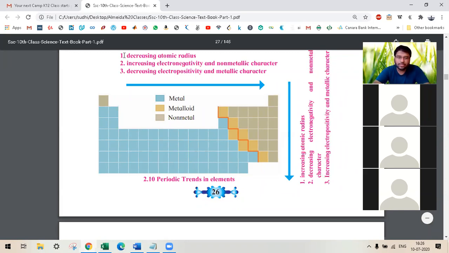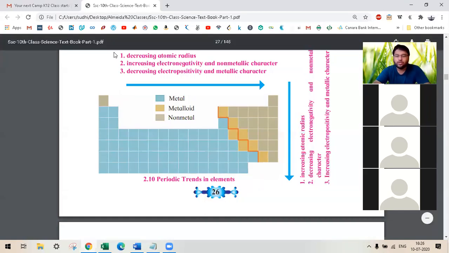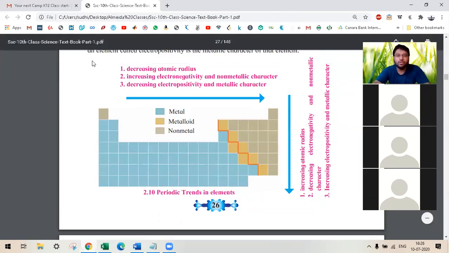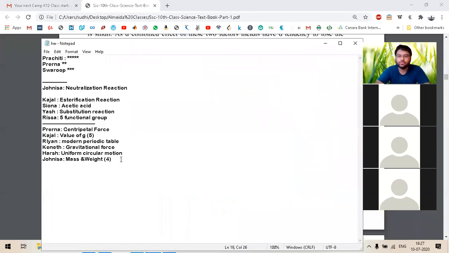So these 6 points, right? 1, 2, and 1, 2. Total 6. How you have to write it? You have to write it like this. From left to right, these 3 trends. Then from top to bottom, these 3 trends, okay? And you have to write this 10 times.